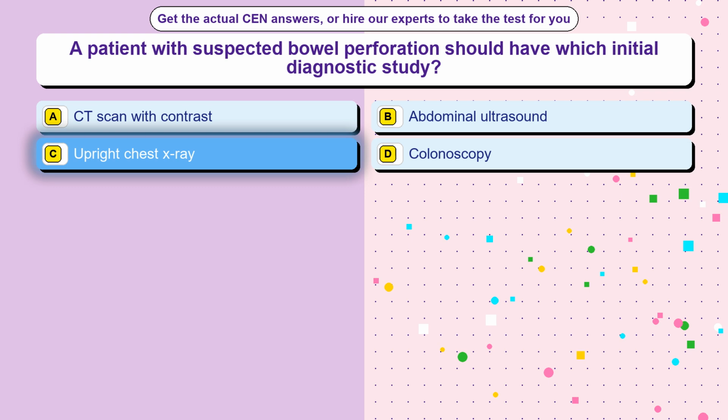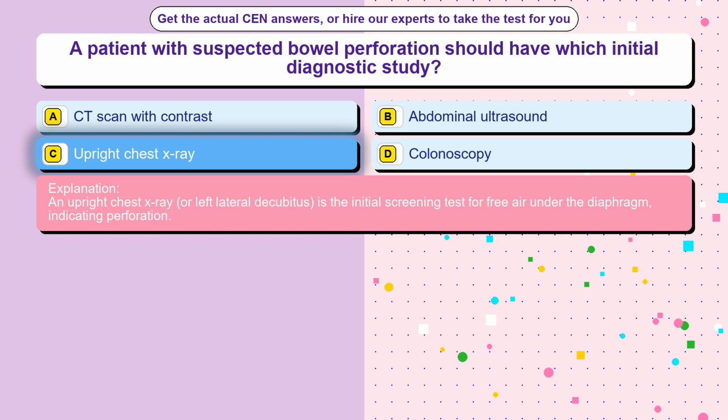The correct answer is Option C, upright chest X-ray. An upright chest X-ray, or left lateral decubitus, is the initial screening test for free air under the diaphragm, indicating perforation.